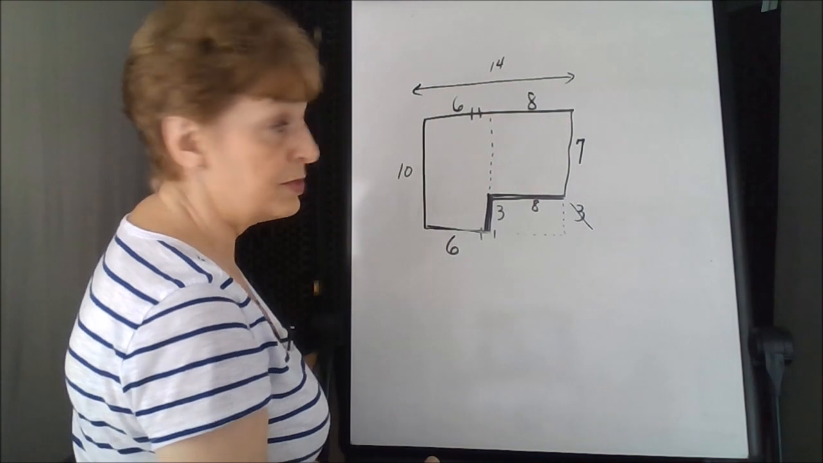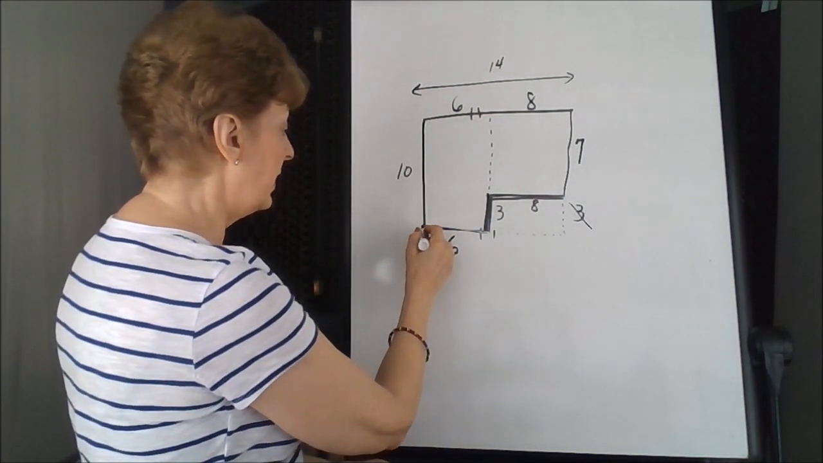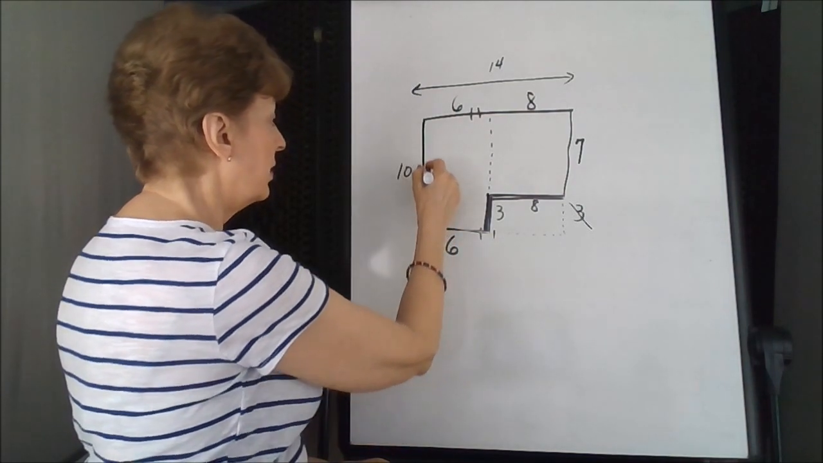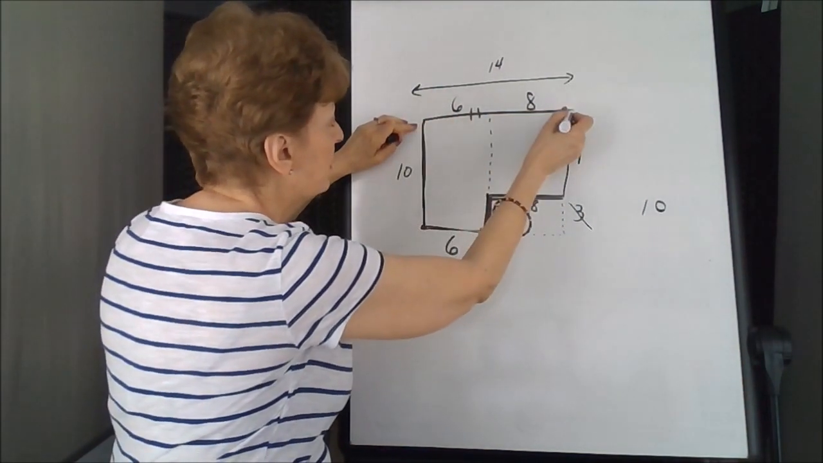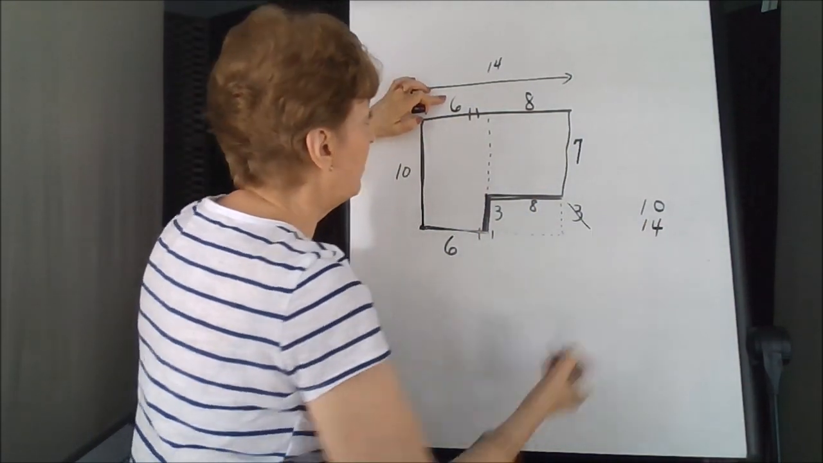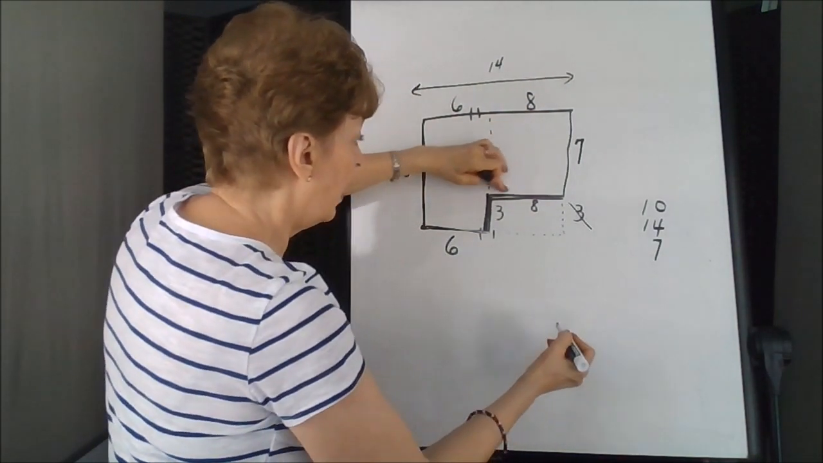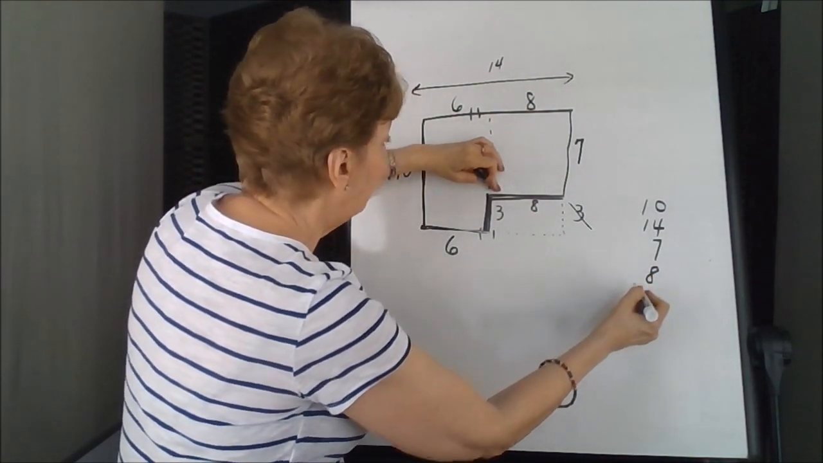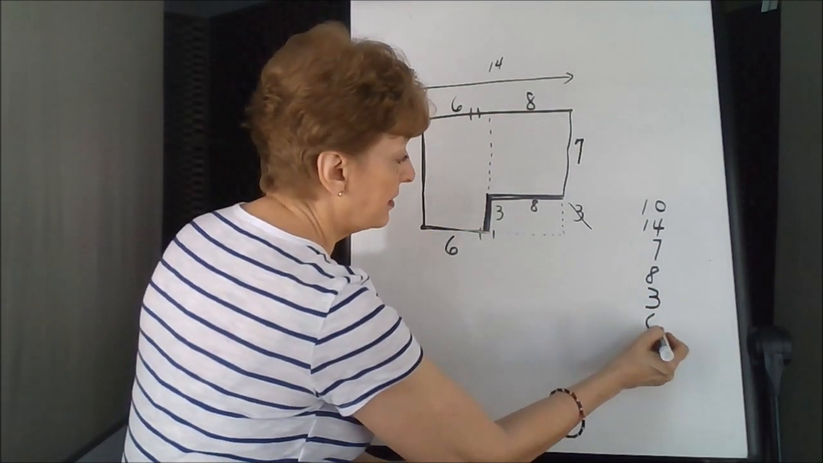Now we can find our perimeter by just taking any point. Let's start here, and we're going to walk up here. We need a 10. Across, we can use the 6 and 8 or the 14 if you'd like. I'm going to use the bigger number. Come down this way, 7. Across gives me 8. Down again is 3, and across is 6.